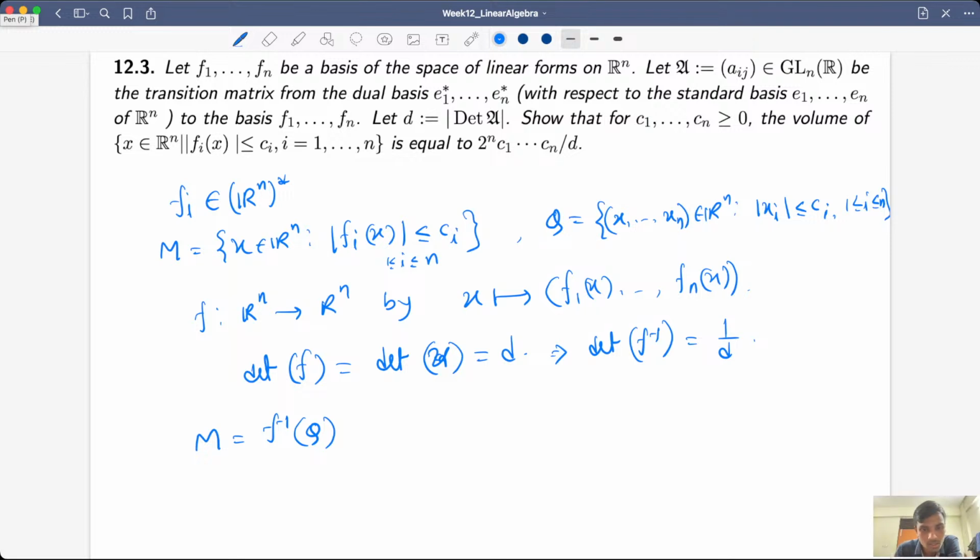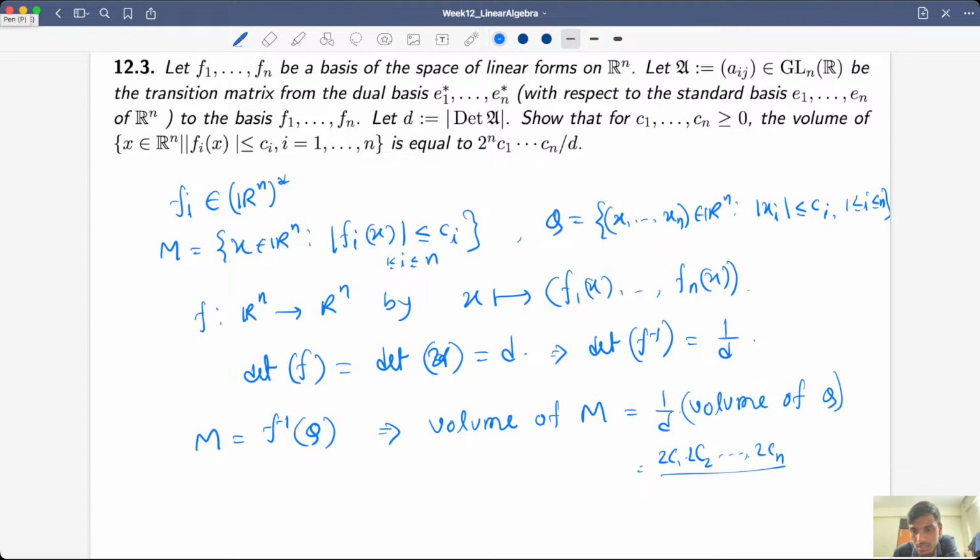Then this implies the volume of M is 1 by D, which is the determinant of this f inverse, times the volume of Q. Volume of Q is 2C1 times 2C2 all the way up to 2Cn, divided by D. So this is 2 power n C1 C2 ... Cn by D. Okay, so this is the required thing.